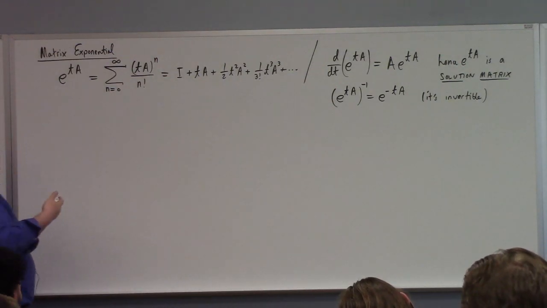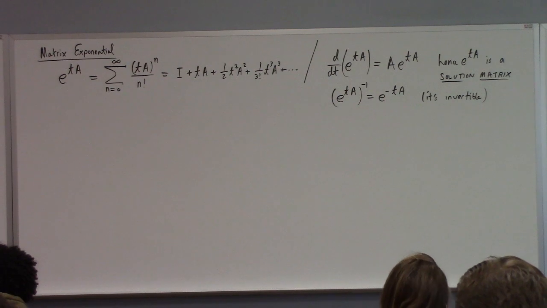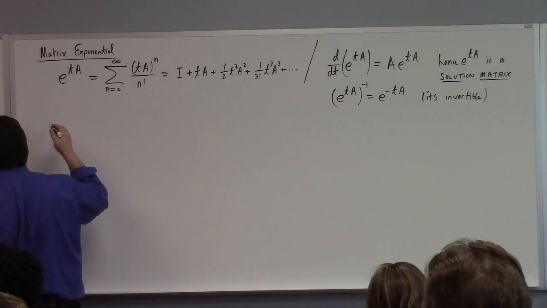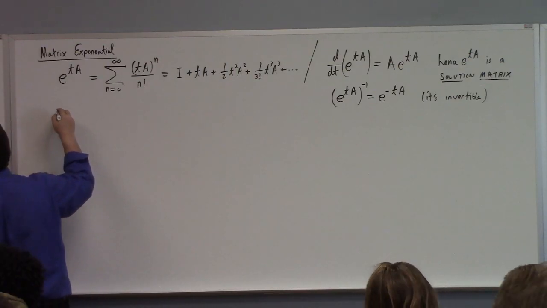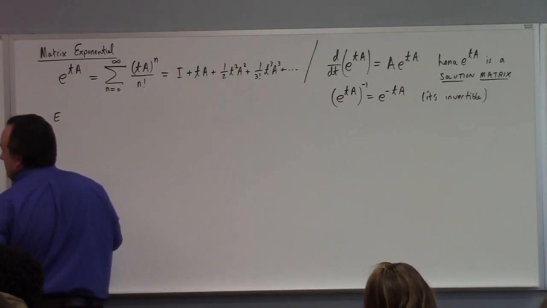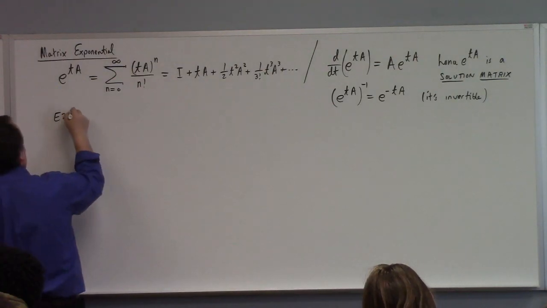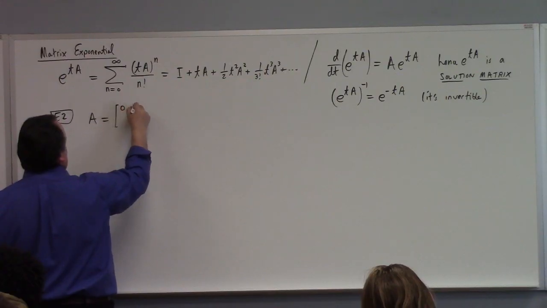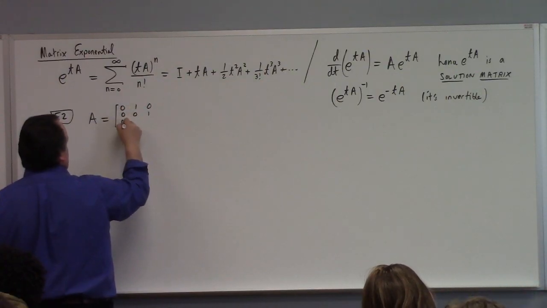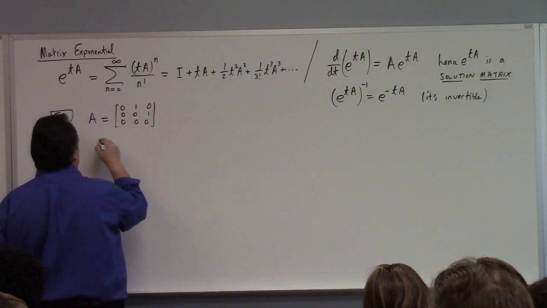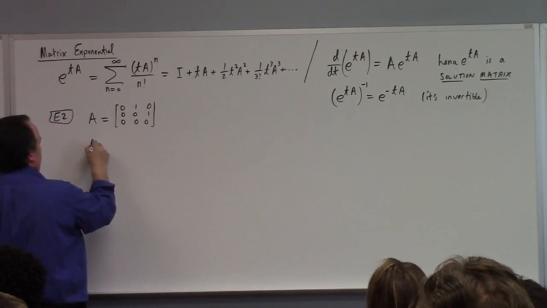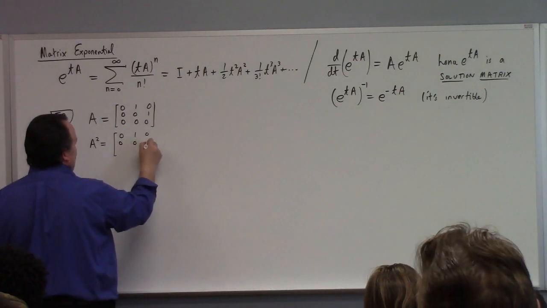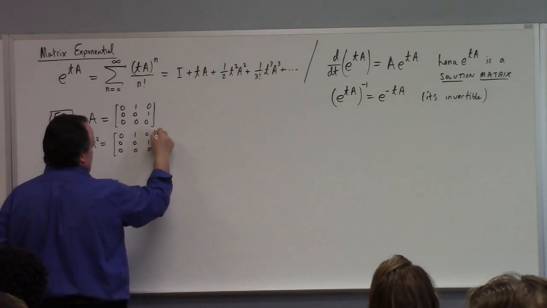I think actually for my first example, we can just do this directly. All right, check it out. So I have A, example 2, which is really example 1 continued, but we have A equals 0, 1, 0, 0, 0, 1, 0, 0, 0. What's A squared equal to? We need to work it out.